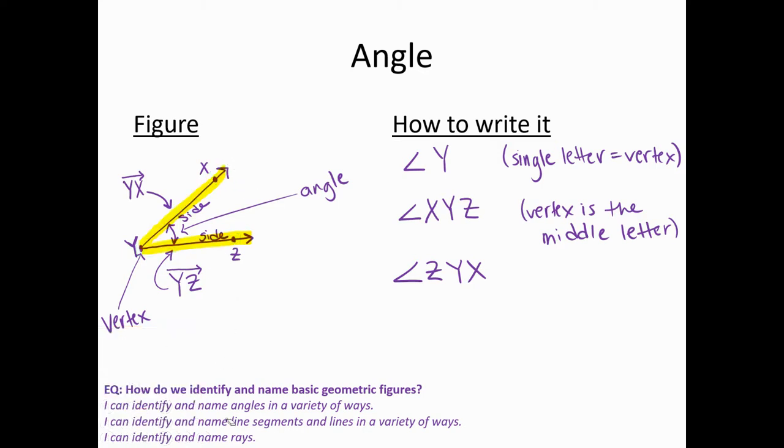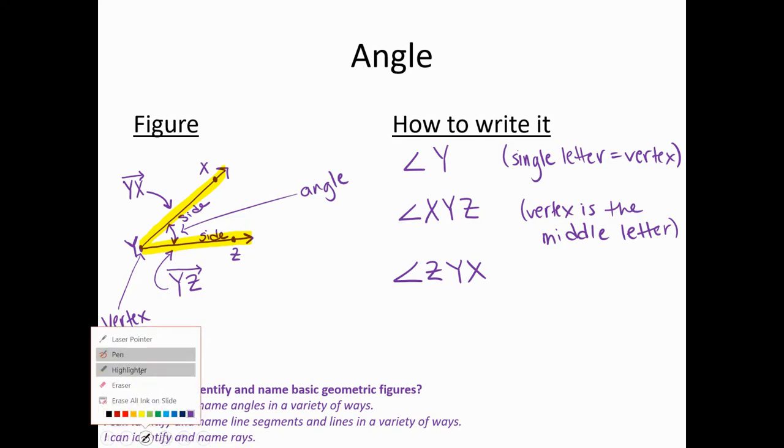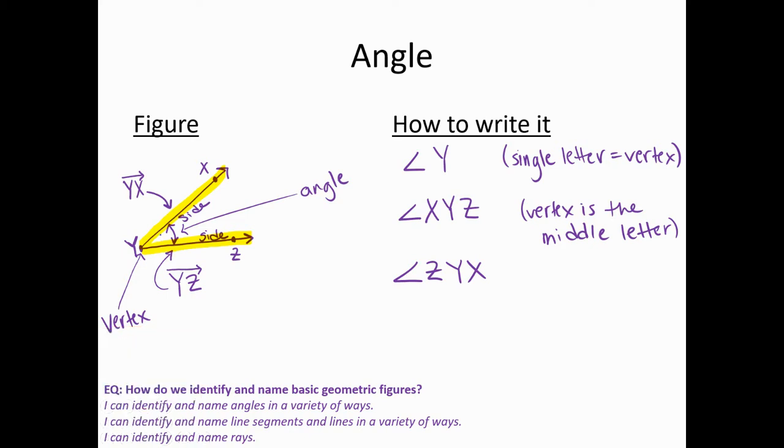Okay, there is one other one that pops up sometimes. So really quickly, let me show you that one. Sometimes, you guys have seen this already, we have a number. So like if I had the number 3 in here, I could say, oh, this is angle 3. So that's another way that we could name it. If it has a number assigned to it, we use that as well.